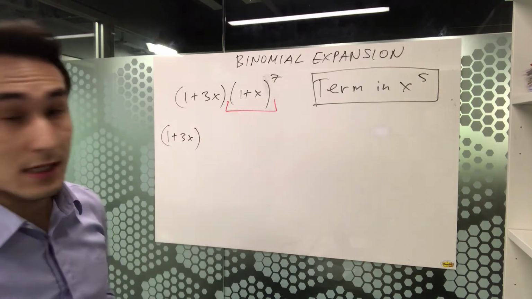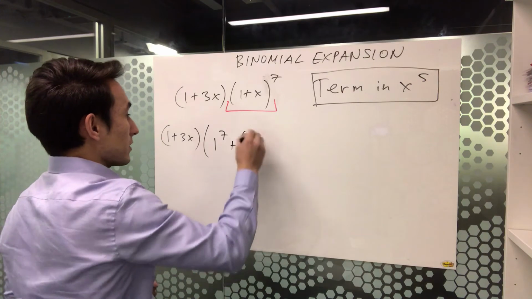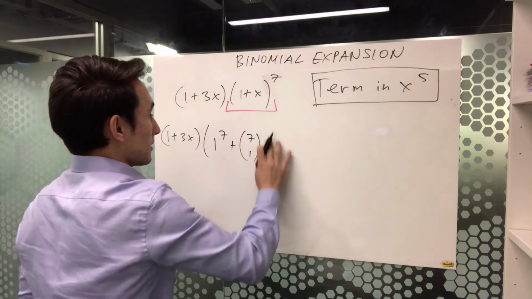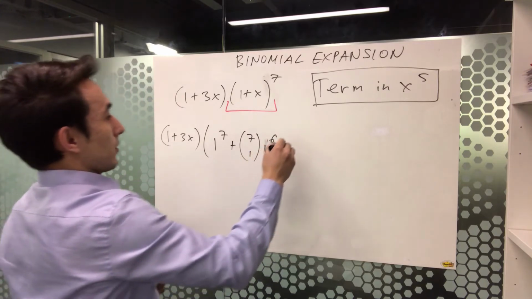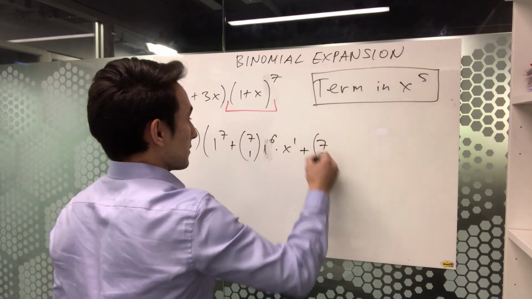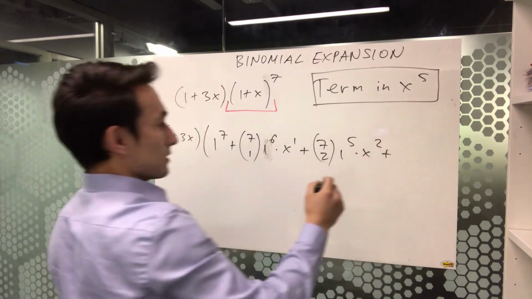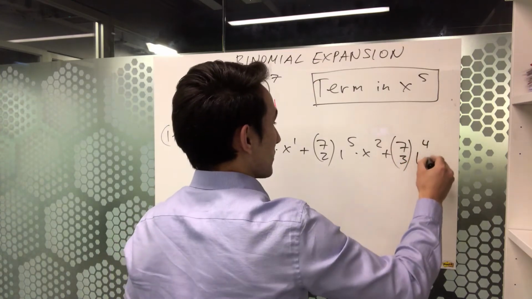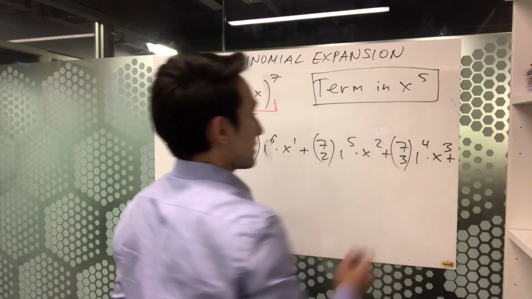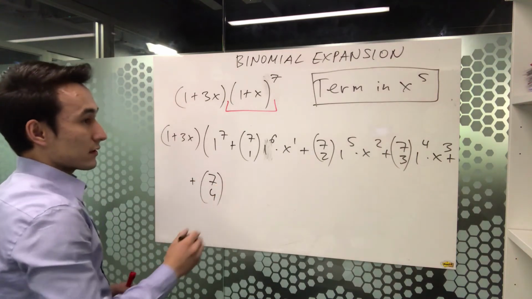Let's expand (1 plus x) to the power of 7. The first term will be 1 to the power of 7, plus 7 choose 1, 1 to the power of 6 times x, plus 7 choose 2, 1 to the power of 5 times x squared, plus the next term is 7 choose 3, 1 to the power of 4 times x cubed, plus the next term is 7 choose 4.